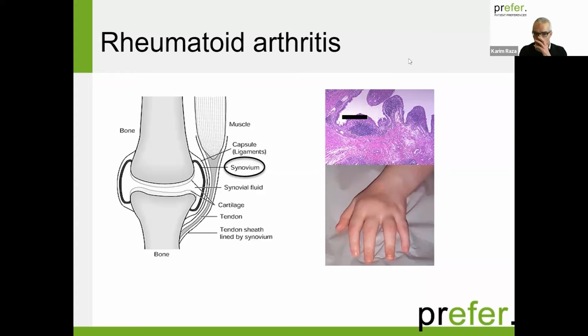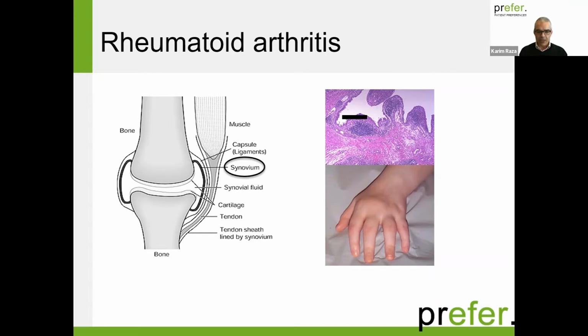If you look at the cartoon on the left of the screen as you're looking at it, the synovium is the bit which I've circled in that black oval. And normally in people without inflammatory arthritis, without rheumatoid arthritis, it's actually a really thin structure. It's maybe just a few cell layers thick. It functions to produce the normal lubricating fluid that helps the joint move.